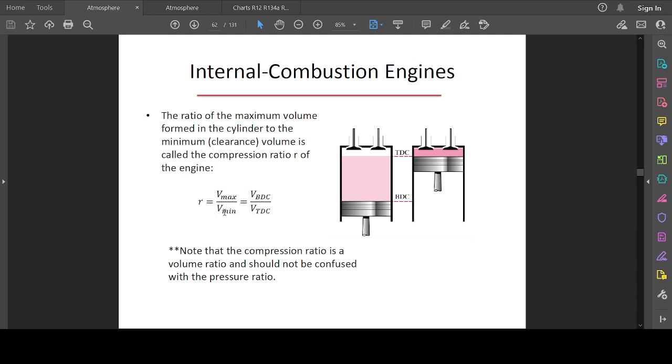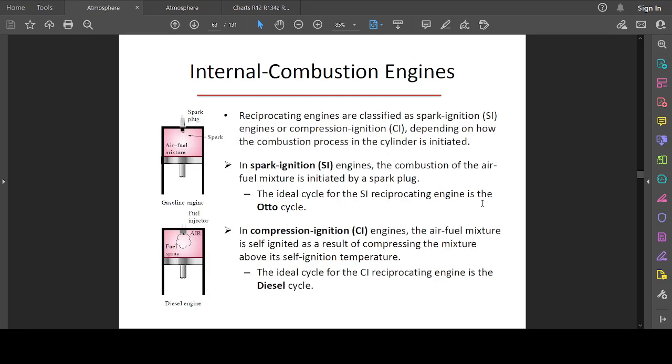So we know that the compression ratio is a volume ratio and should not be confused with the pressure ratio. Okay. So the reciprocating engines are classified as spark ignition, or SI engines, and compression ignition, referred to as CI, depending on how the combustion process in the cylinder is initiated.